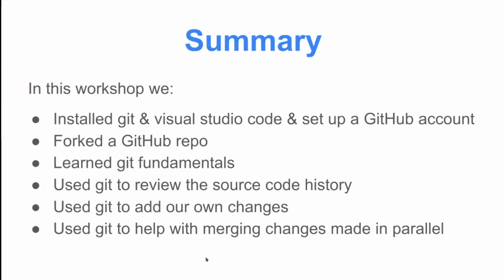So in summary, what we've talked about, we installed Git and Visual Studio Code. We set up a GitHub account, or we talked about doing those things. We showed how to fork a GitHub repo. We talked about some Git fundamentals and kind of went over using Git by example. We used Git to review some source code history in this demo project I showed. We added some of our own changes to the repo, and then we used Git to help merging those changes.